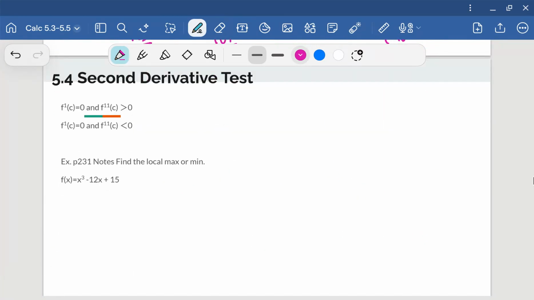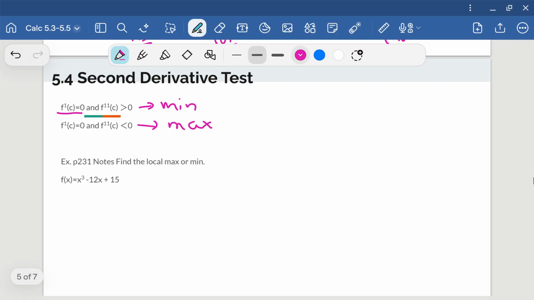Now there is a way to use your second derivative test to save you some time to find local maxes and local mins, and this is section 5.4. If your first derivative equals 0, then you can use that point and plug it into the second derivative, and if it is greater than 0, you have a local min. You do the same thing with the second part, but if it's less than 0, you have a local max. So it's a really fast way to tell.